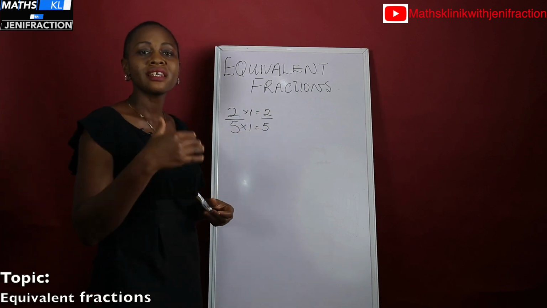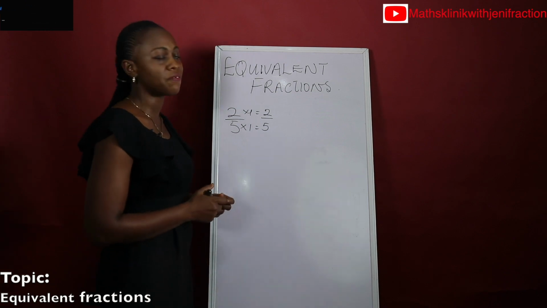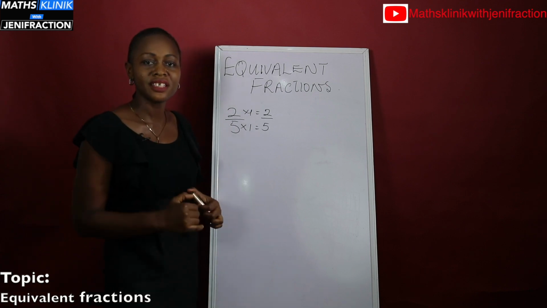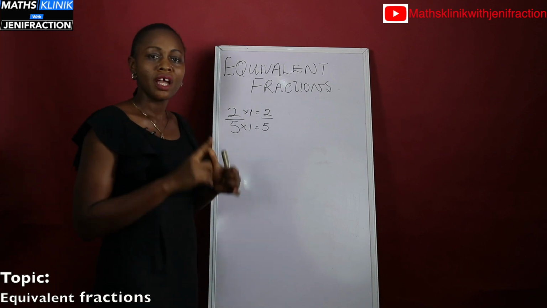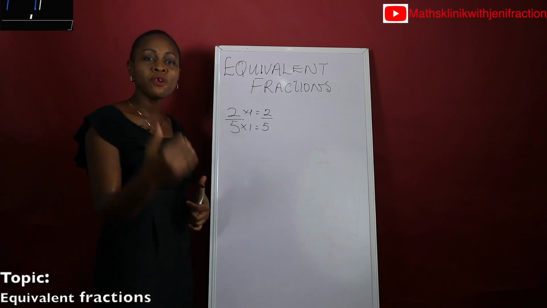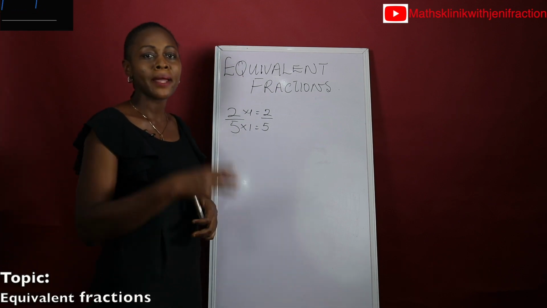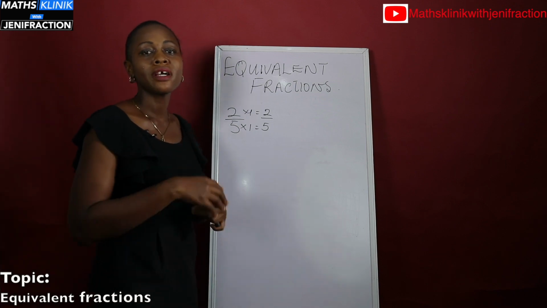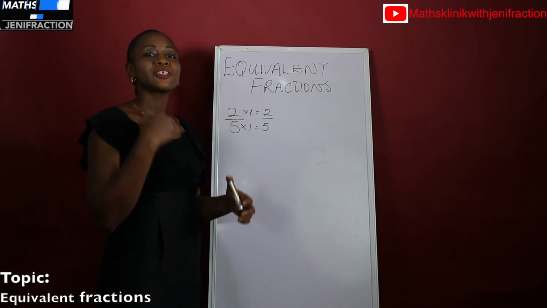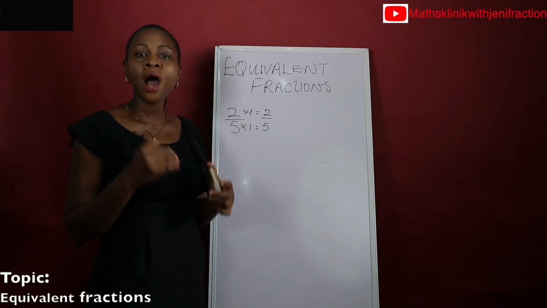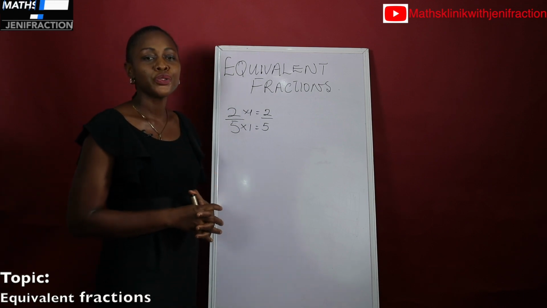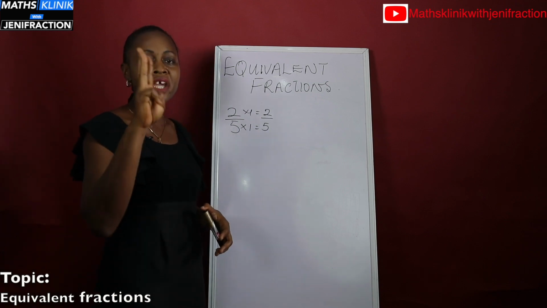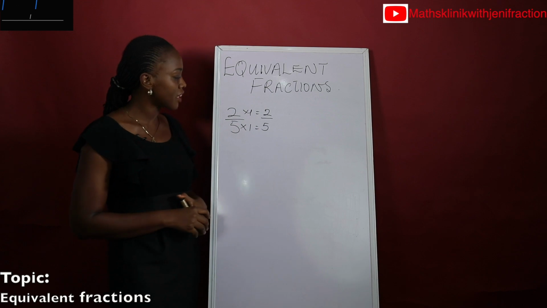So, to find the next equivalent fractions, you start by multiplying the numerator and denominator by 2. After multiplying by 2, you move to the next number. You multiply by 3. After multiplying by 3, you multiply by 4, and so on, according to how many equivalent fractions you are asked to find. In this example, we're going to find 3 more equivalent fractions.